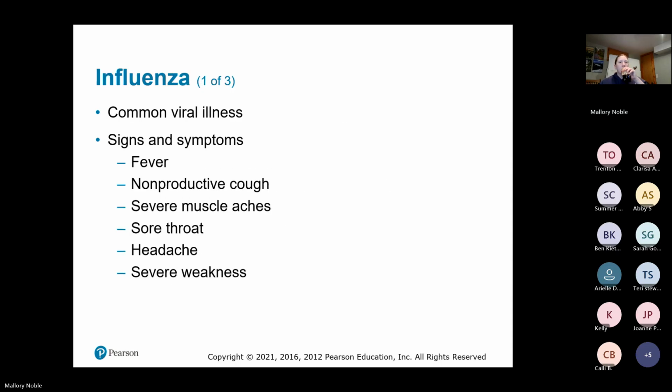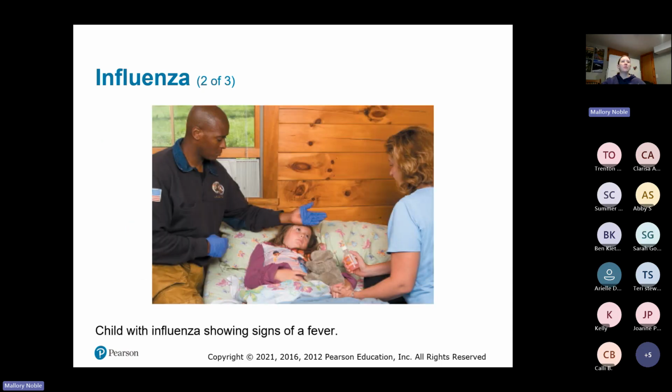Influenza. So this is pretty common. I'm sure all of us have experienced a little bit with influenza, whether it was us personally or somebody that we knew. Signs and symptoms: fever, just generalized not feeling well, cough, muscle ache, sore throat, etc.